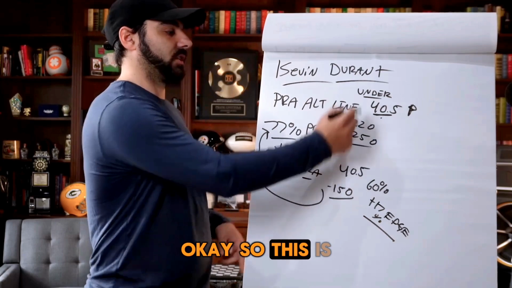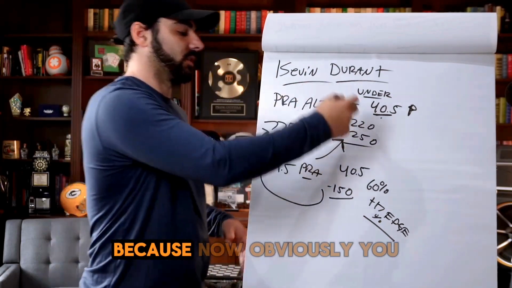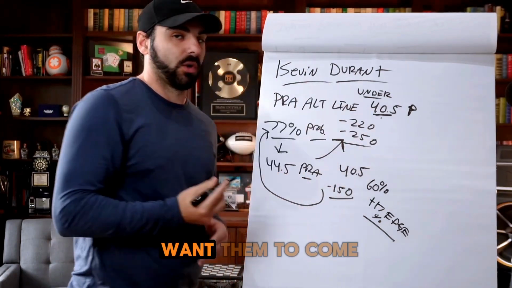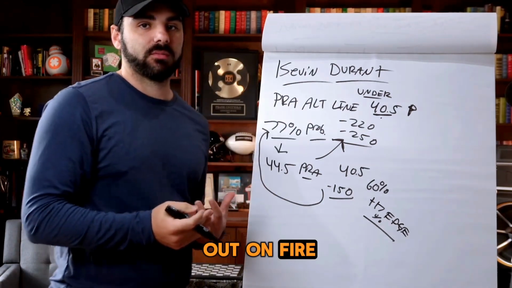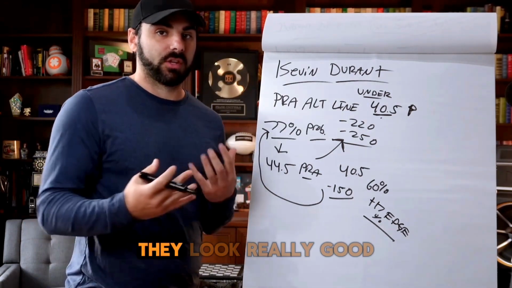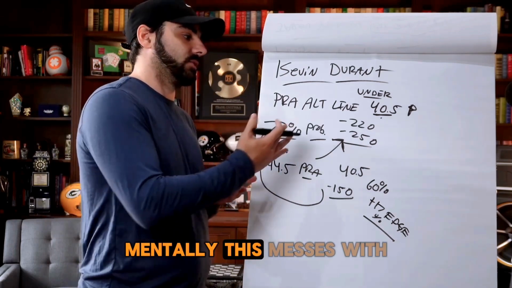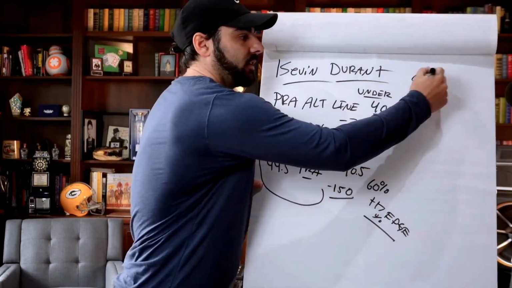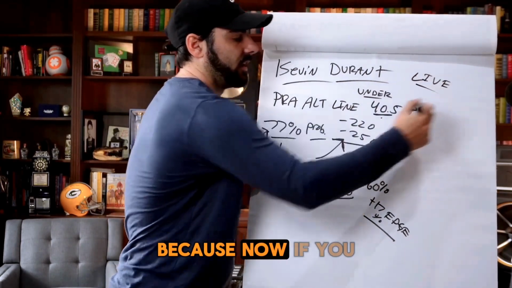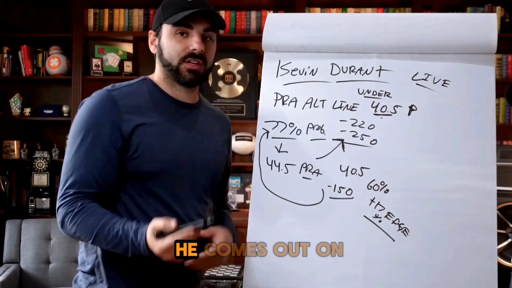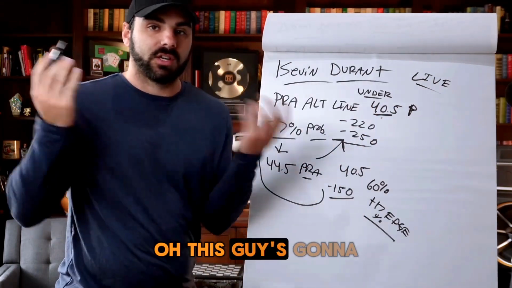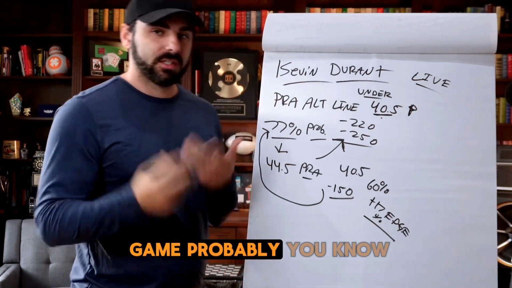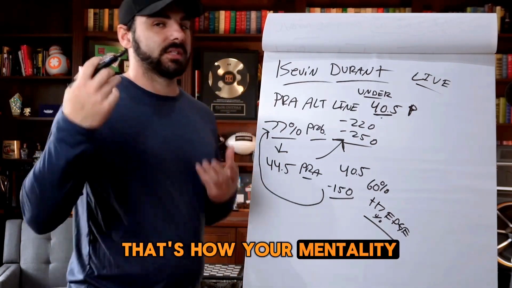Okay, so this is using the under, because now obviously you want them to come out on fire. You want them to come out and just start. They look really good. And again, mentally, this messes with you too if you're waiting for this live, because now if you have the under and he comes out on fire, you're mentally thinking, oh, this guy's going to go for 50 this game probably. That's how your mentality works with it.